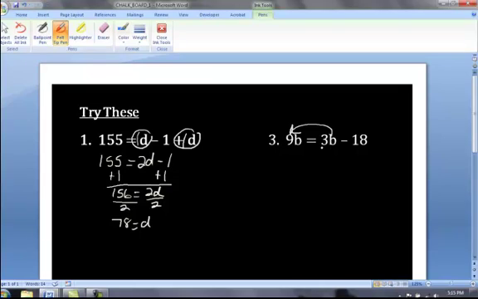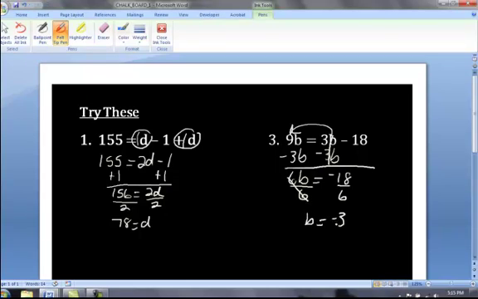If I have positive 3b's, I'm going to take away 3b's on each side. Remember, if you want to draw a line down there, you can to separate the left side from the right side. And that'll give me 6b equals, that cancels out, and I'm just left with negative 18. To get b by itself, you divide by 6, and that gives you b equals negative 3. And we'll look at the other examples on another video.